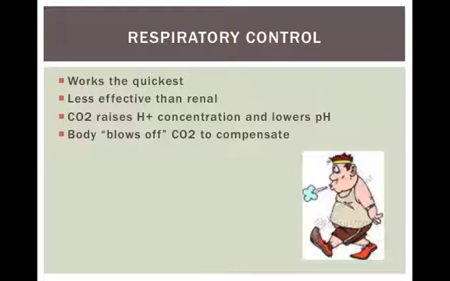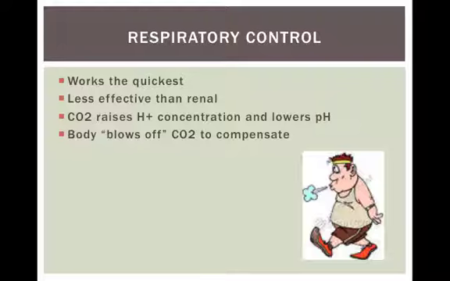Respiratory control is going to work the fastest, taking seconds to minutes, but it's going to be less effective and less permanent than renal control. The body is constantly blowing off CO2. CO2 raises the H plus concentration and therefore lowers pH and makes you more acidic. So the more you blow it off, the more alkalotic you can become. CO2 is constantly produced by aerobic metabolism, and so it's going to need to be eliminated by the lungs at an equivalent rate.